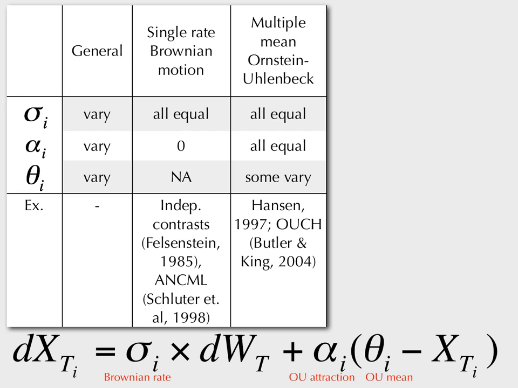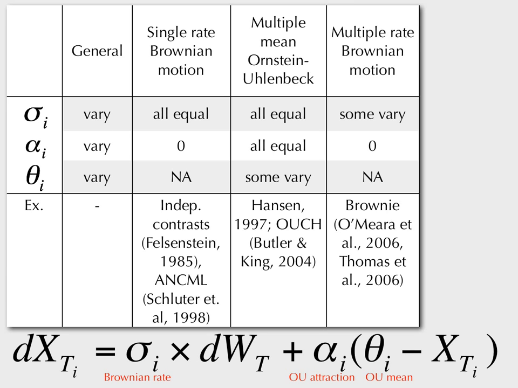We can do a multiple mean model, where we allow this to vary and this to vary, this to be the same, this to be the same, this to vary, like we did here. We could do a model where we have Brownian motion that allows the rate itself to vary. That's maybe this bit evolving faster than the other bit. This is a bit more trivial.